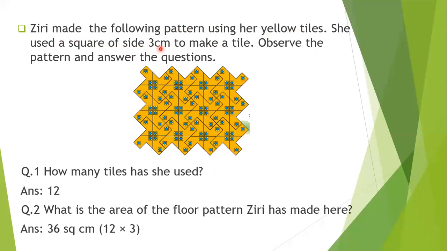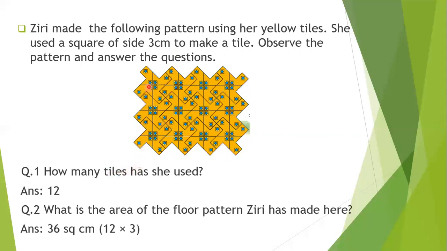For making one tile, she used a square with length 3 centimeter. You know square, all the four sides are equal. So a square of side 3 centimeter is used to make one tile. Now observe this pattern and answer the question given below. How many tiles has she used?